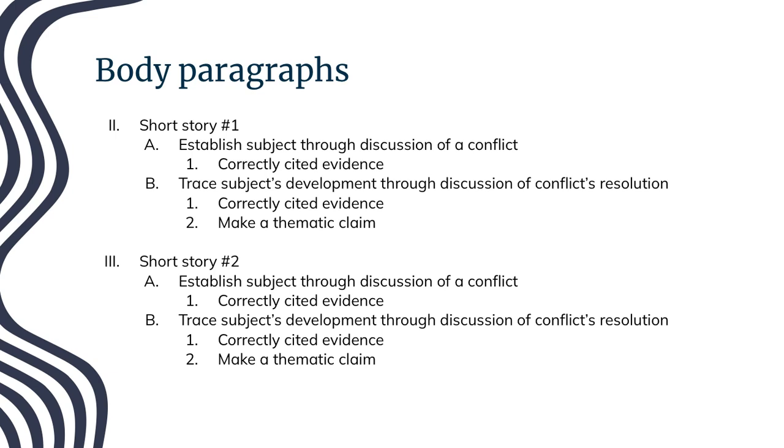You may want to write 1 paragraph where you establish the subject, or establish a discussion of the subject as it exists in the story through the discussion of maybe a conflict, offer a piece of evidence, and then trace in a second paragraph the subject's development through discussion of the conflict's resolution, offer correctly cited evidence, make a thematic claim, and then repeat that process for the second story.